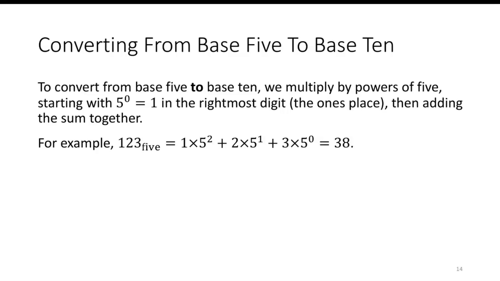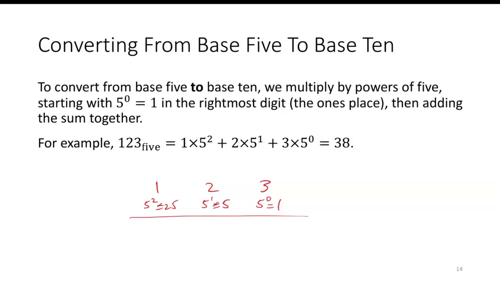So for example, 1, 2, 3 base 5, well, you'd have your values. The far right is the 5 to the 0, or 1's place. The next one over is 5 to the first, which is 5. And the far left, that's 5 squared, which is 25.